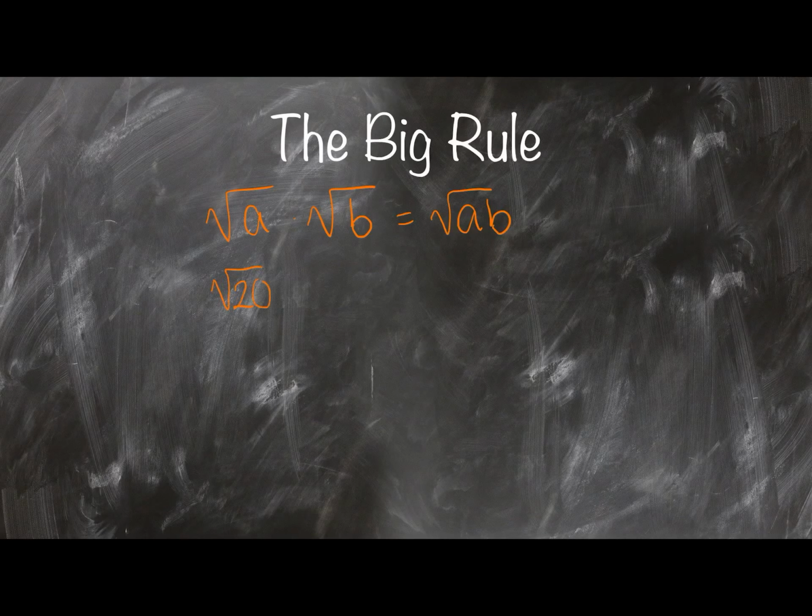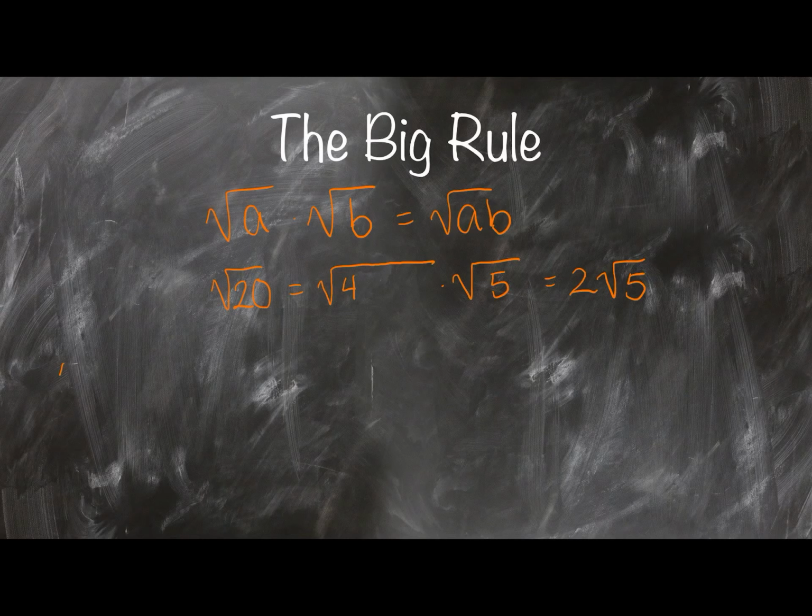Things like if we have the square root of 20, we could split that up into the square root of 4 times the square root of 5. But we know that the square root of 4 is 2, so we can call this 2 root 5. So this is the big rule. We can use it the other way as well.